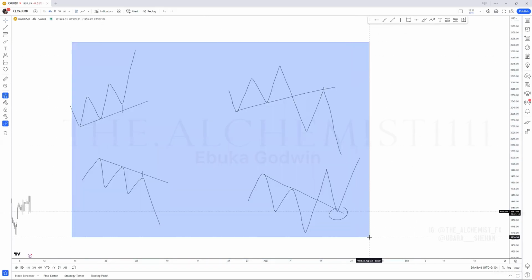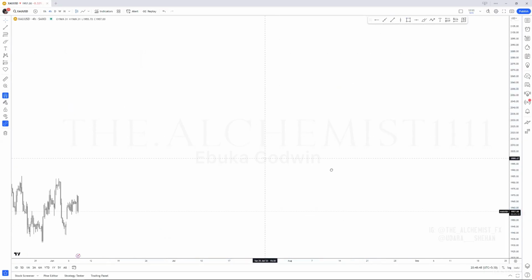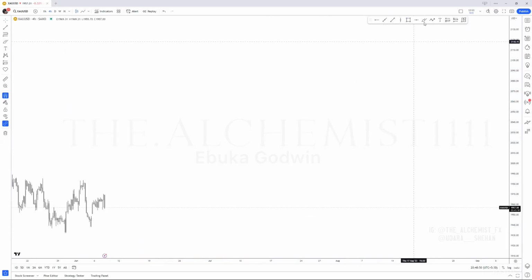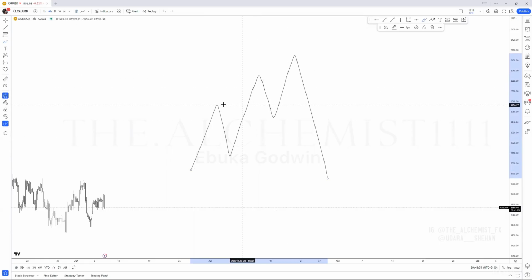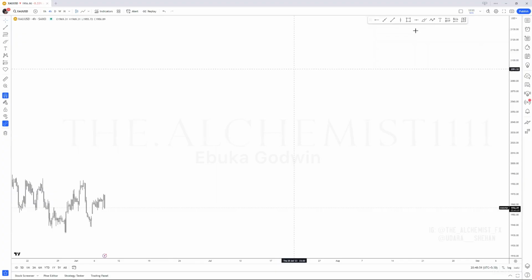I'll show you examples. The next one will be a reversal trend line, that is something like this. We could draw it like this. Like I told you, the first thing should be a key level.